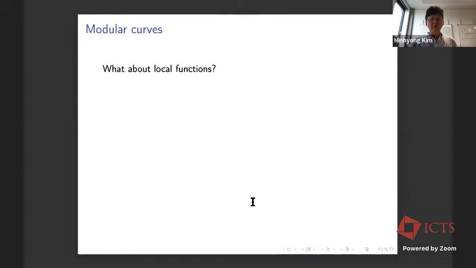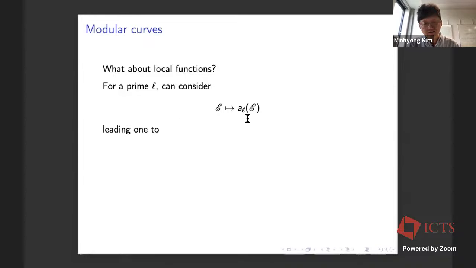What about these local functions supported on submanifolds? Well, we all know some very, very well, right? For example, you can take a prime and consider the standard a_ℓ associated to an elliptic curve, so p plus 1 minus the number of points. This is a very well-known local function that's clearly supported only at a single prime, in other words, one of these arithmetic knots.